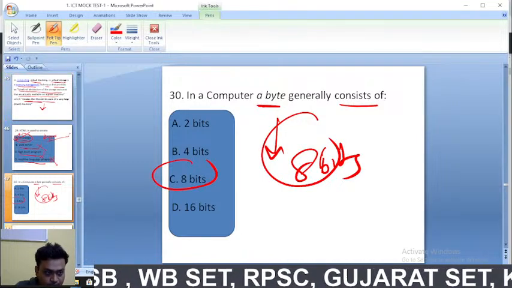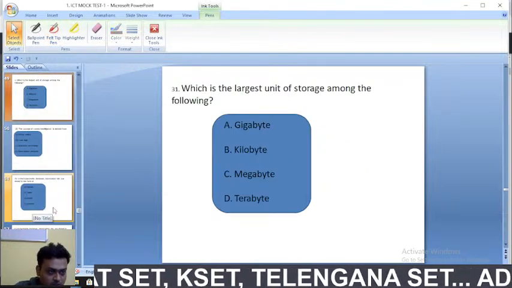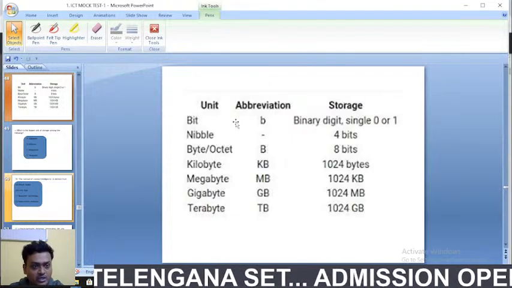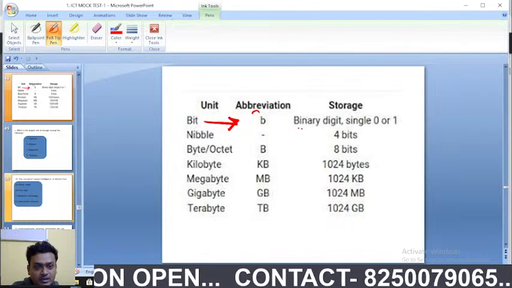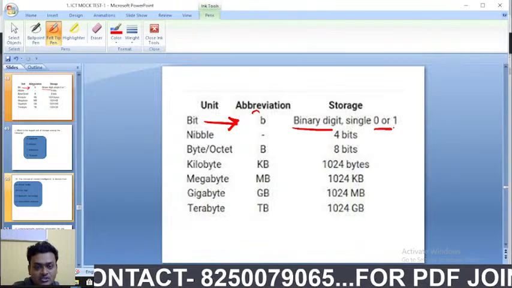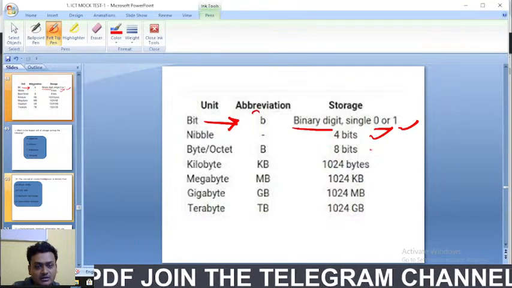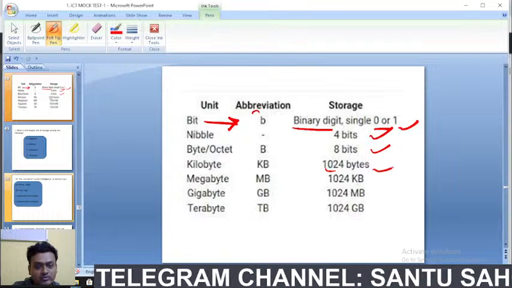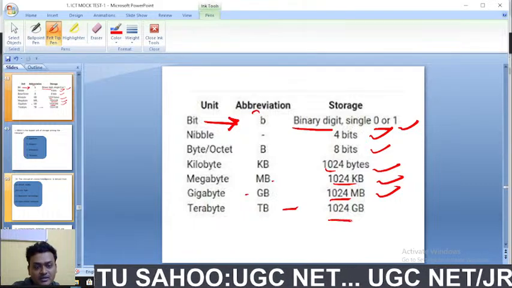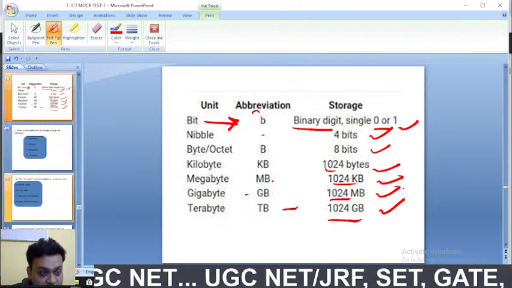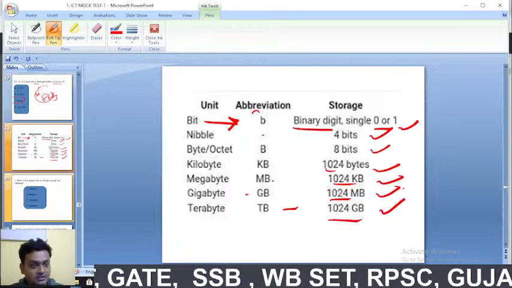Here you see, the smallest unit is the bit. Bit is the abbreviation of binary digit, which is a single 0 or 1. One nibble is 4 bits, 1 byte is 8 bits, 1 KB is 1024 bytes, 1 MB is 1024 KB, 1 GB is 1024 MB, 1 TB is 1024 GB. Exactly 8 bits, you are right, Nipa.